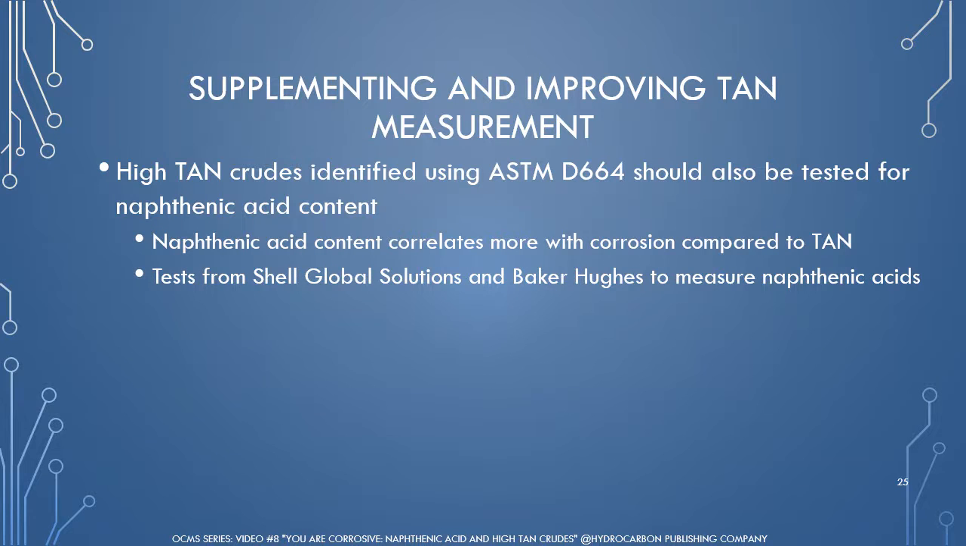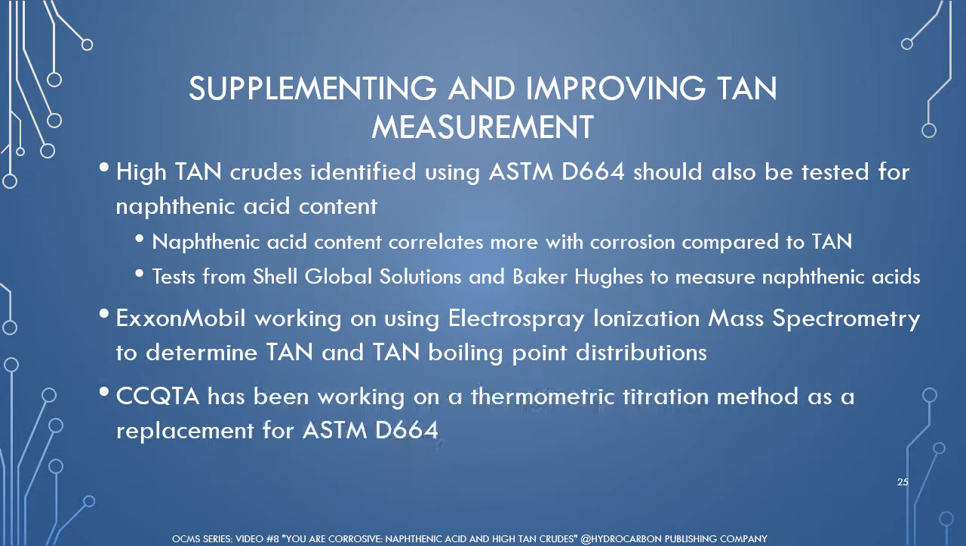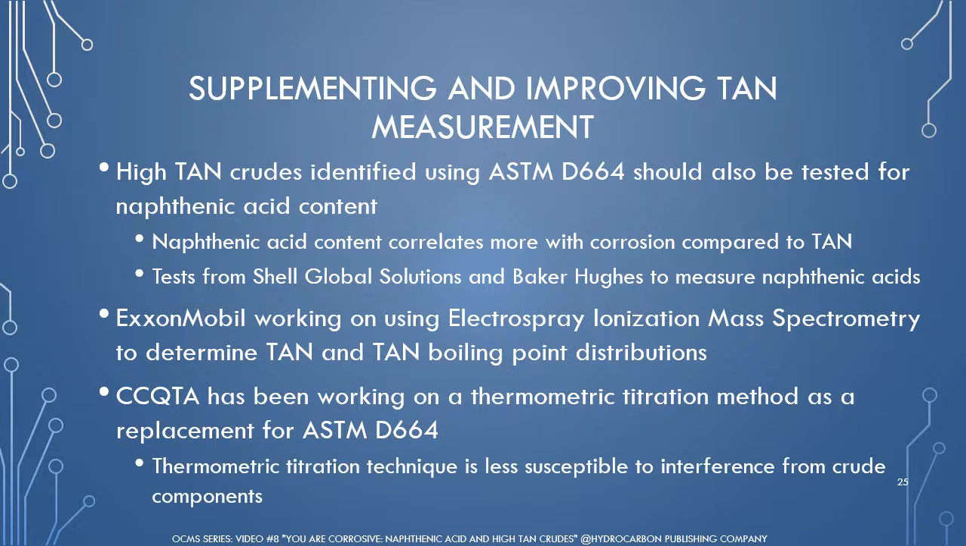There has also been work on finding alternative methods of measuring TAN. ExxonMobil has been working on a new, rapid technique using electrospray ionization mass spectrometry for determining both TAN and TAN boiling point distributions in crude oils. The Canadian Crude Quality Technical Association has been sponsoring research on a thermometric titration method as a replacement for ASTM D664. It has been reported that the TAN value results from thermometric titration have correlated with those using ASTM D664, and this technique is less susceptible to interference from crude components. It has been recommended that this method be approved as an ASTM standard.